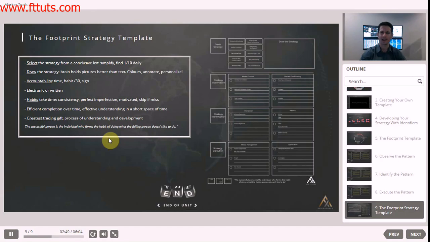Do note, guys, that habits take time to form. Okay, what I am going to say is, if you want to get good at this template and you really want to build consistency in your trading, you're going to need to complete this every day. All right.